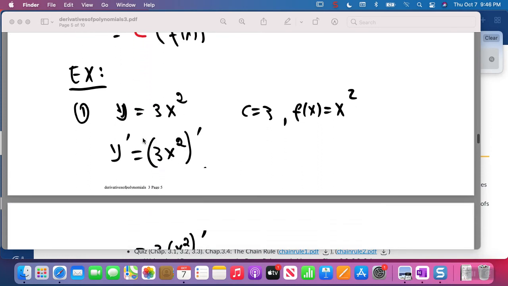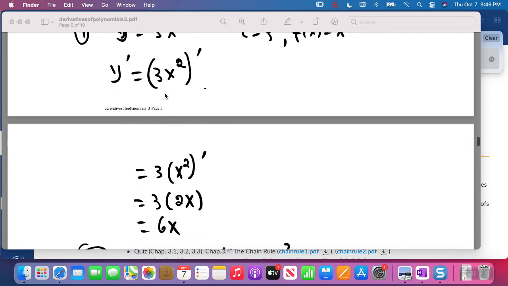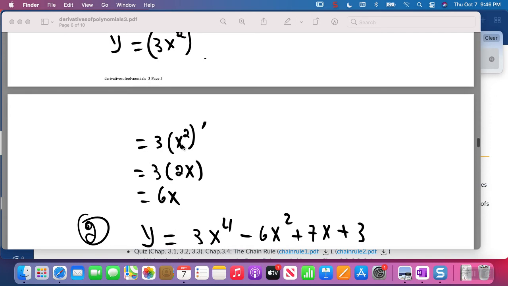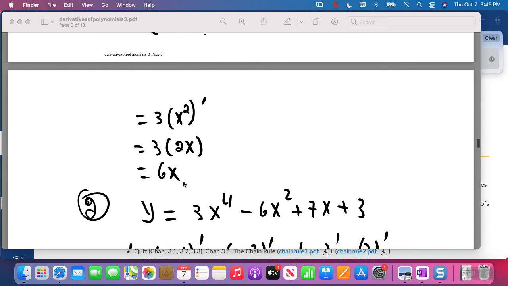So here's an example. y equals 3 times x squared. So y prime is going to be, so c is a constant, which is 3. And then the function f of x is x squared. So this rule is saying, don't worry about the constant. Just bypass the constant and just go take the derivative of the function. So you keep 3. You take the derivative of x squared, which is 2x.